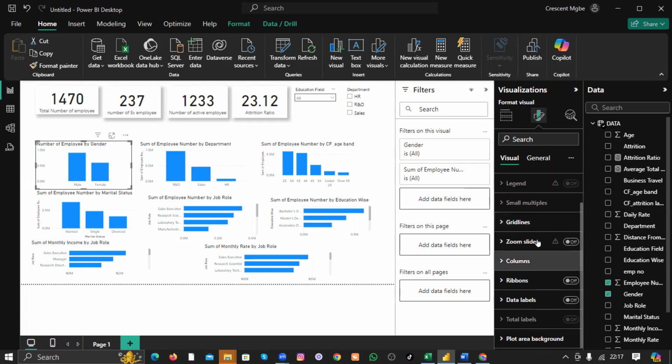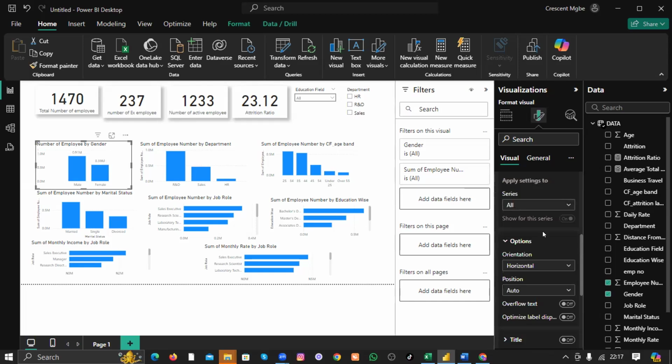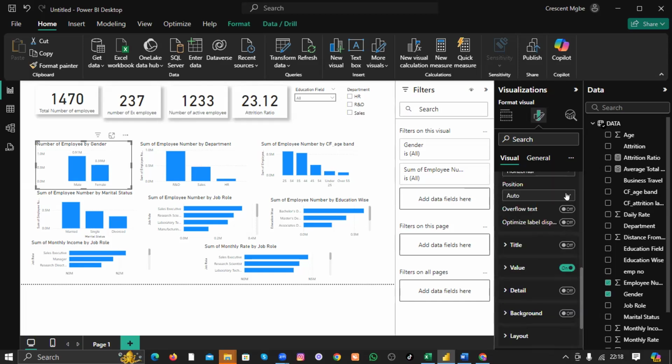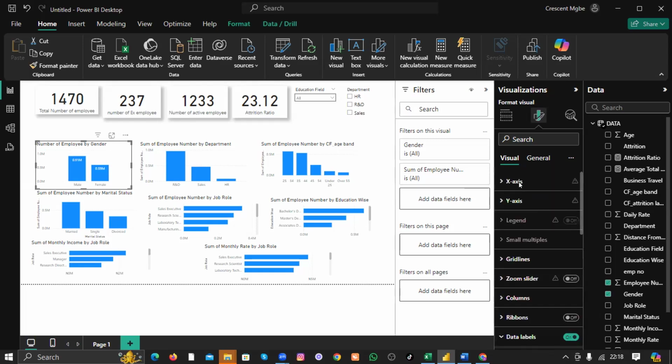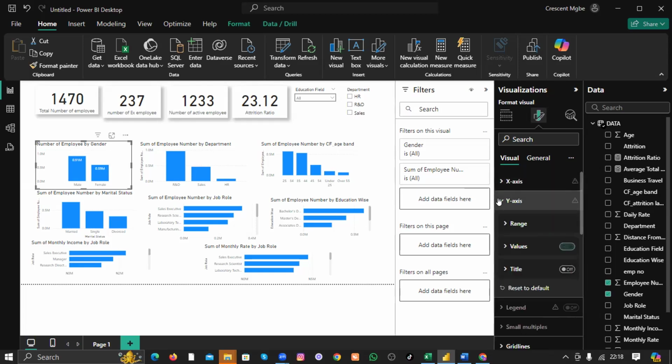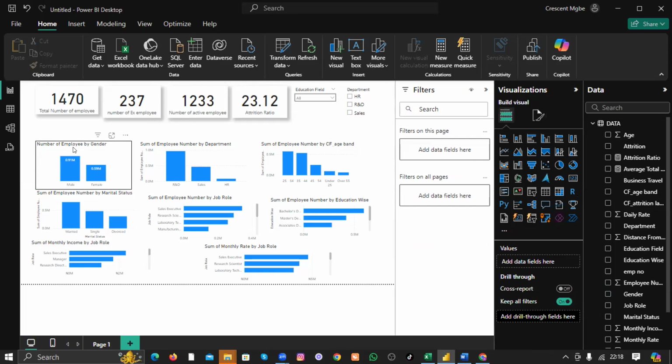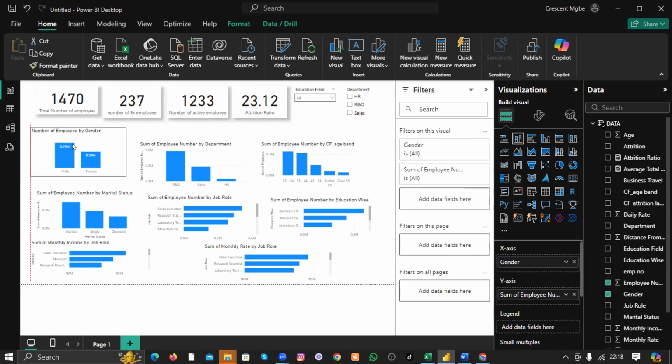So you just come to data label. Turn on data label. Then you want to come down to the orientation here, put it at the end. So you put it there. Once you have this, you can now turn off values. Good. So you see, this is now clean. This is now fine. You can see how this one is. So you design it well to look good.